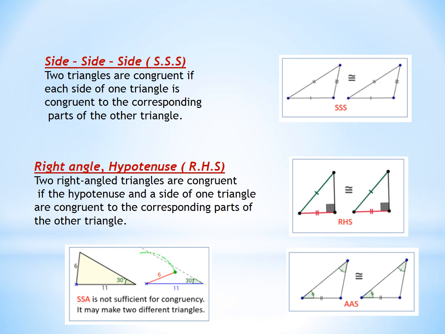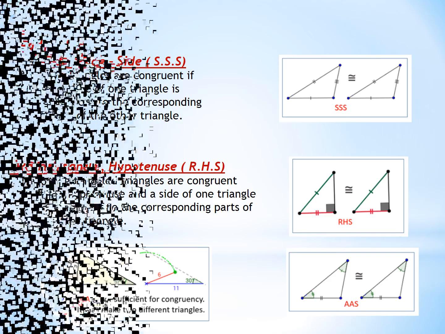هنا بيقول لي it's not sufficient for congruency, it may make two different triangles، ان انا عندي يبقى سايد وسايد والانجل البعيدة، فما ينفعش يبقى هنا في congruence.